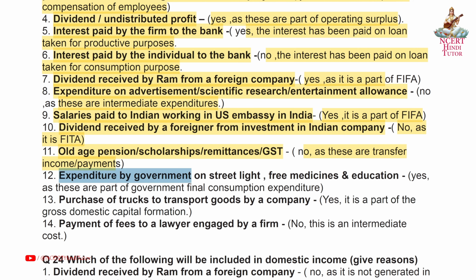12th, expenditure by government on street light, free medicines and education. Yes, as these are part of government final consumption expenditure. 13. Purchase of trucks to transport goods by a company. Yes, it is a part of gross domestic capital formation. 14. Payment of fees to a lawyer engaged by a firm. No, this is an intermediate cost.